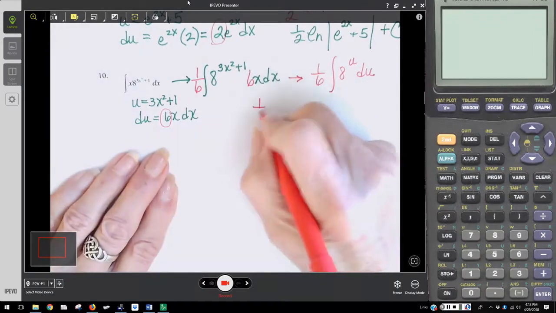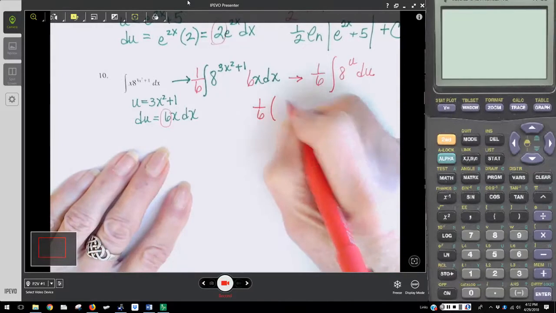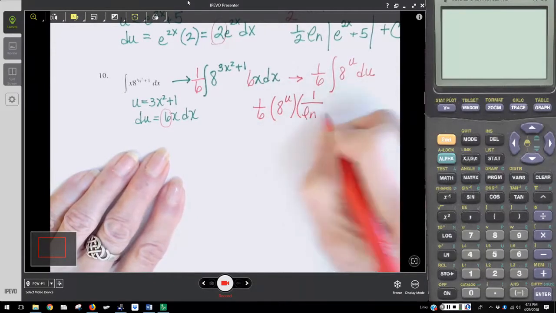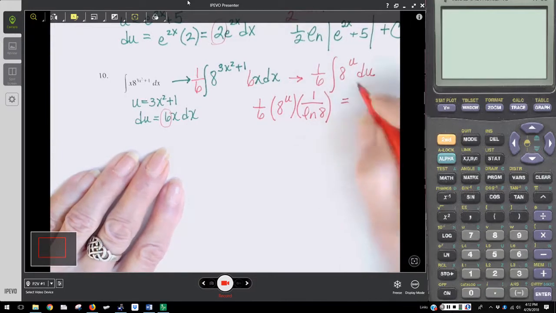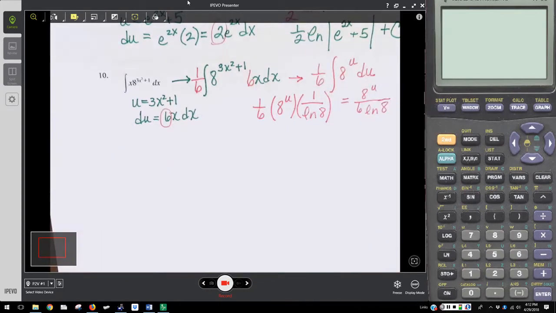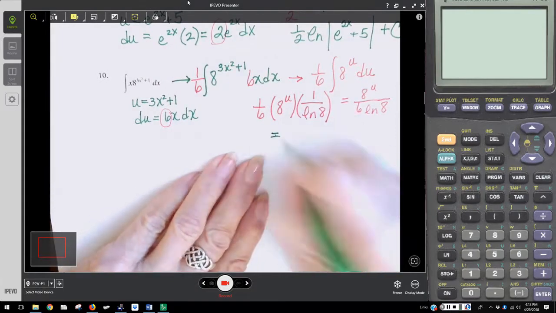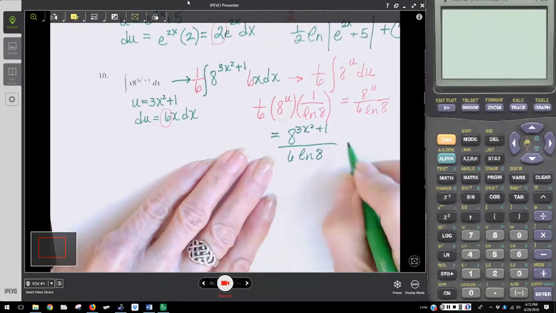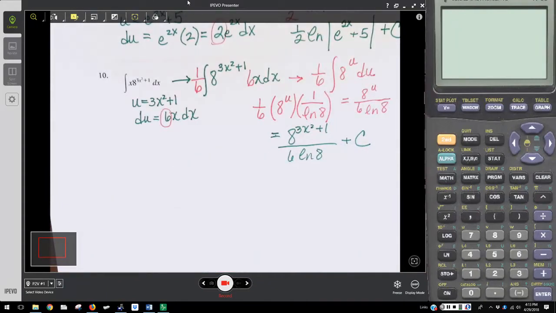And that is going to be 1 over 6 times 8 to the u power times 1 over the natural logarithm of 8, which ultimately is going to be 8 to the u power over 6 times the natural log of 8. And you can't simplify that except to plug back in for u. So there is your integral. 8 to the power 3x squared plus 1 over 6 times the natural log of 8 plus the constant.